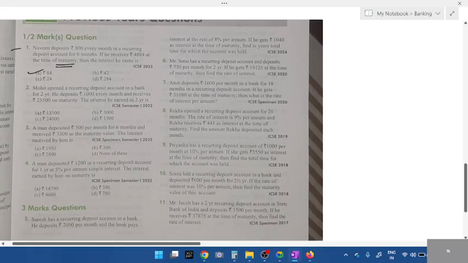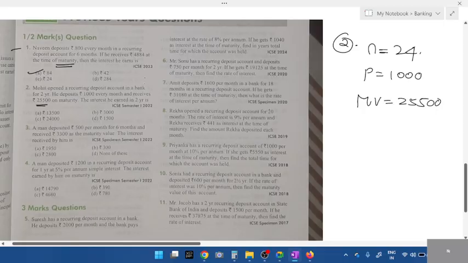What is N value? For the second question, what is N? N value is the time period, 2 years. N is how many months? 24. What is principal? How much does he deposit? And he receives maturity value of 25,500. Isn't it a similar question? See, in board exams they repeat the questions. Only the values are different. See, 2022, 23. Tomorrow we'll solve 24 and 25.